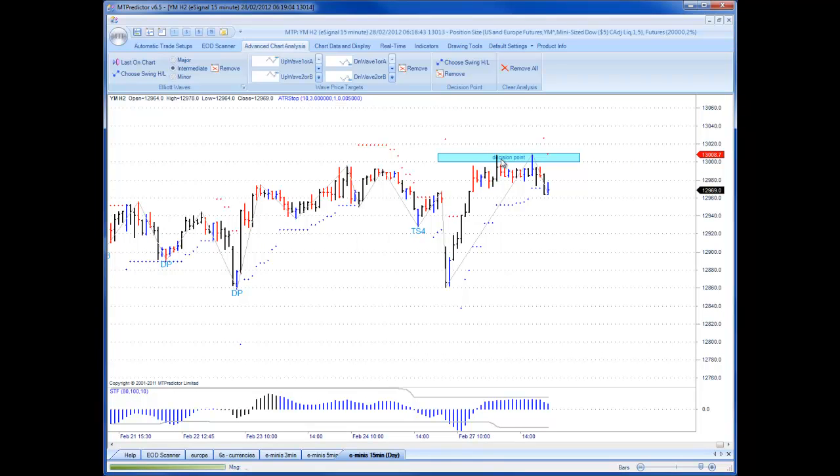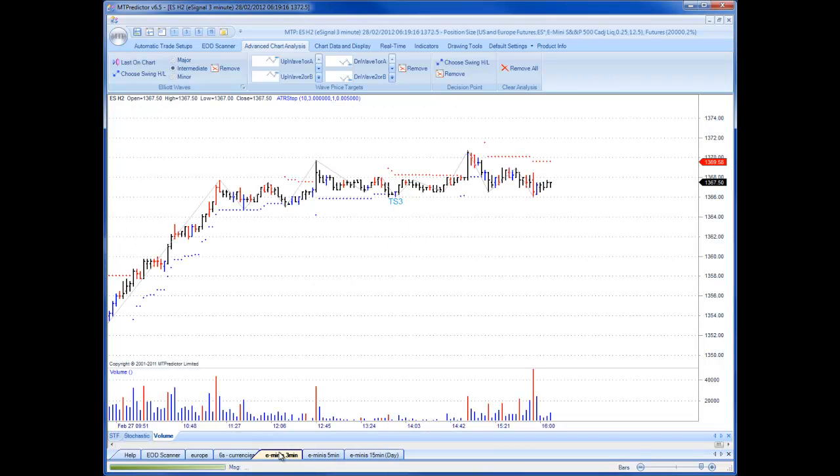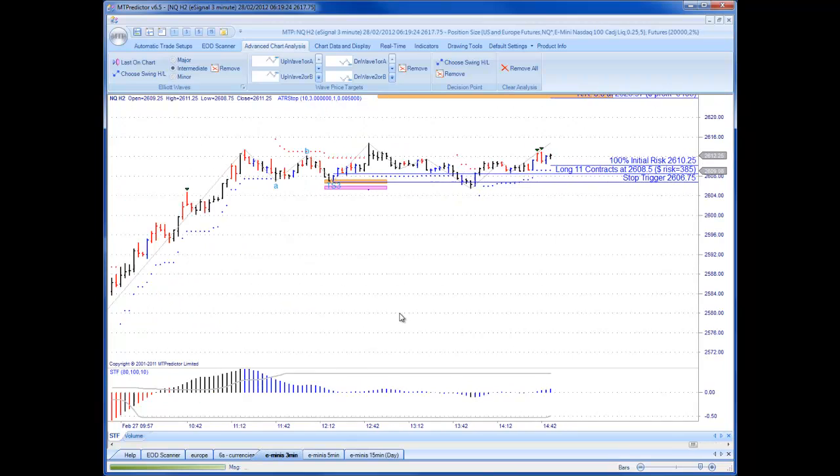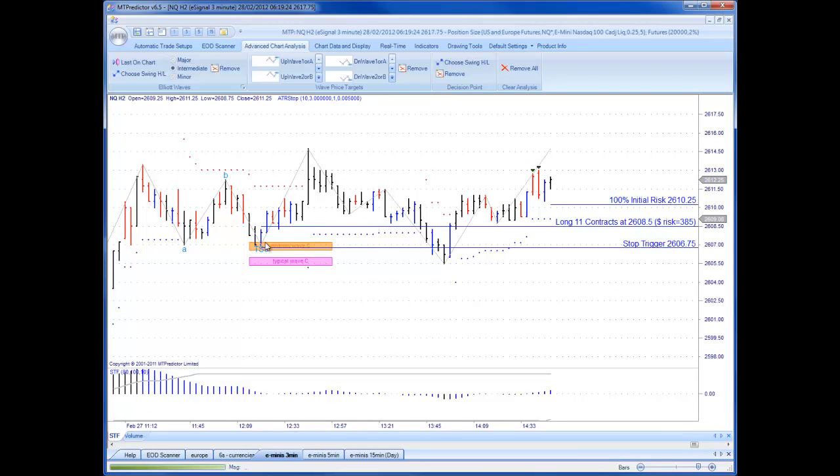The rallies got to these levels and then stopped dead. So the question being is, knowing that these 15-minute decision point levels are in these areas, how does that affect you when you're trading on the shorter term charts? Well, let's go back to the NQ for a good example. So here we are long.